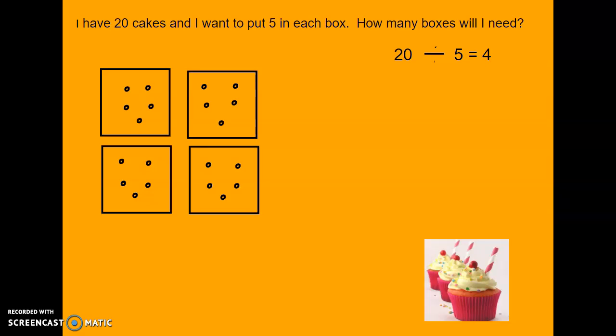Okay, so what I'd like you to do today is have a go at the problems that I've uploaded for you. I would like you to draw a picture to go with each number problem, and I want you to say whether it is a grouping one or a sharing one, and I also want you to do the division number sentence to go with it, and then you can share your work with me.